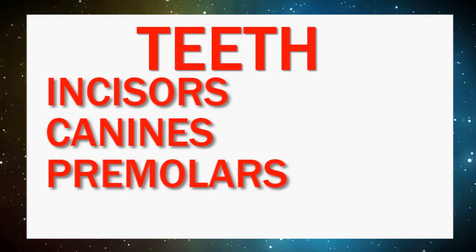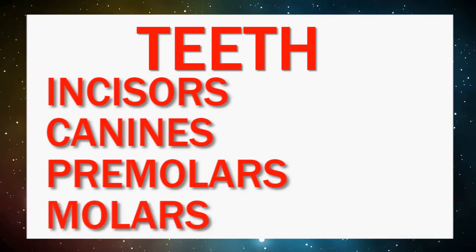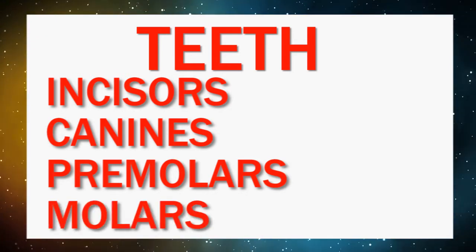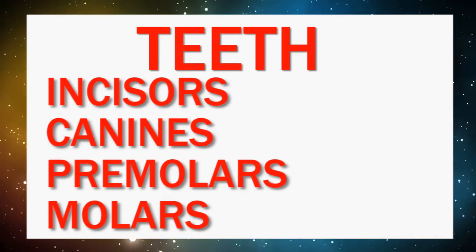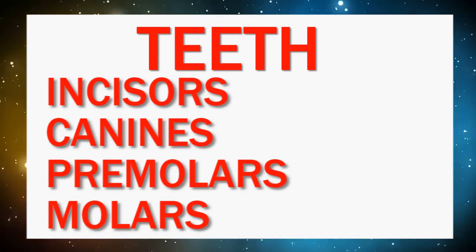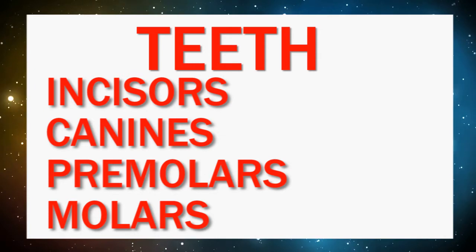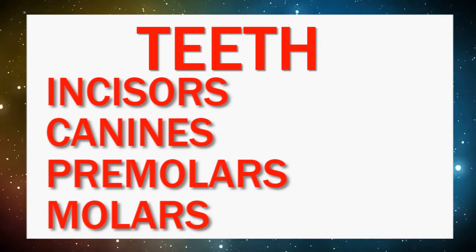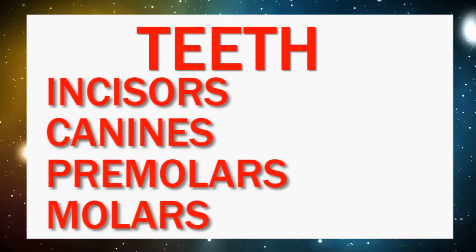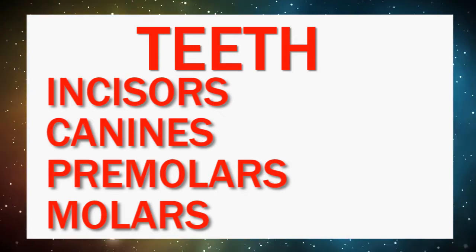Behind the premolars we have the molars, which are larger, have multiple cusps, and a flatter surface. The function of the premolars and molars is to crush and grind food. The last molars are known as wisdom teeth.